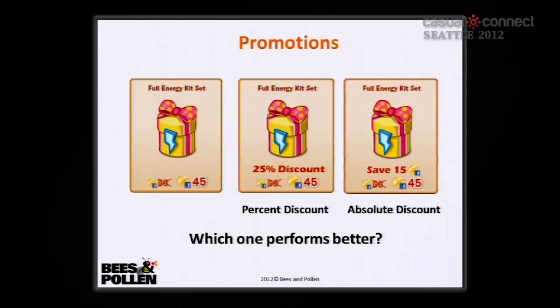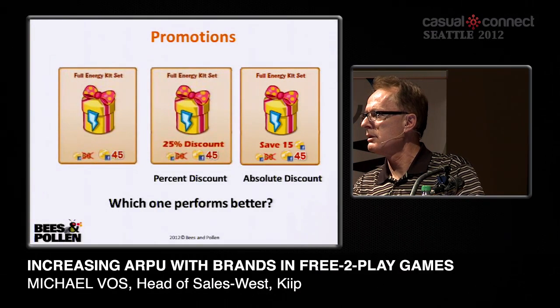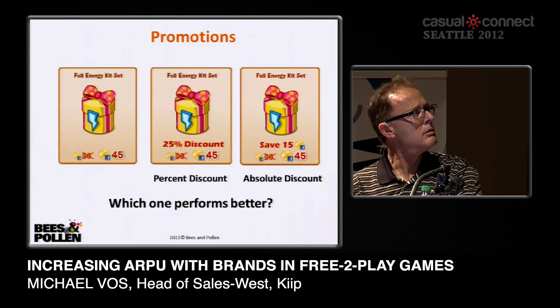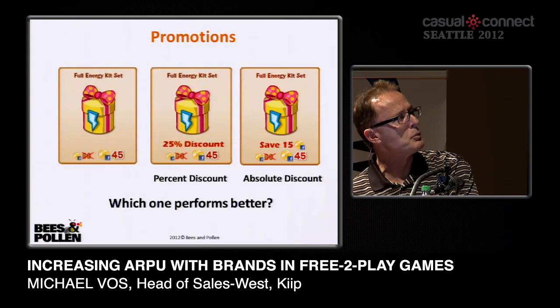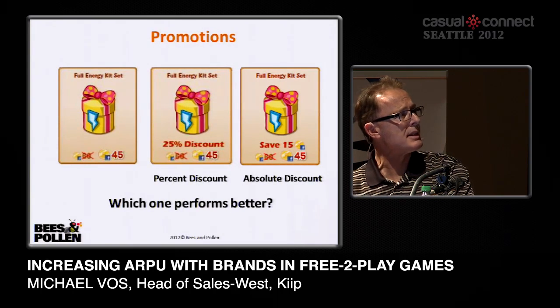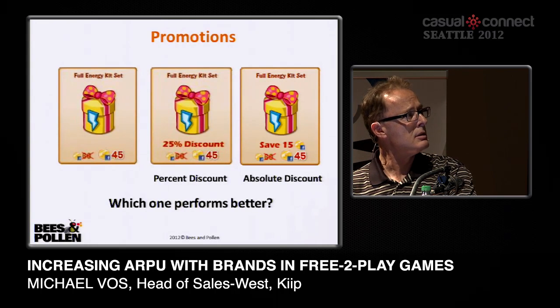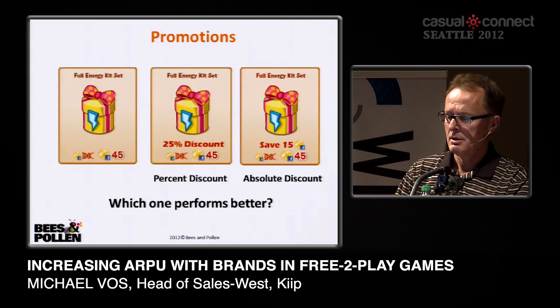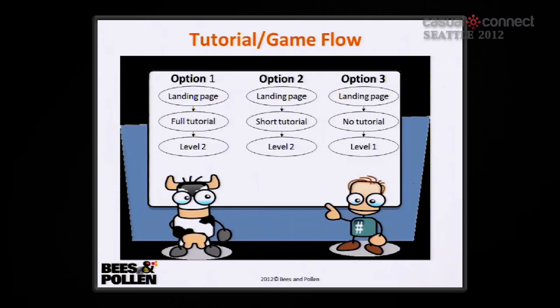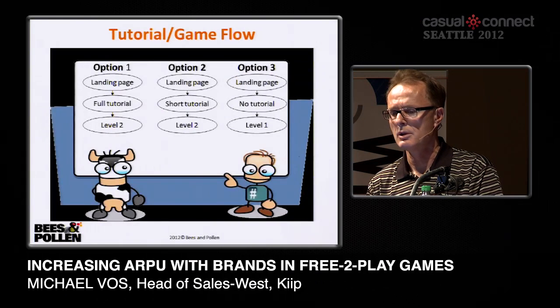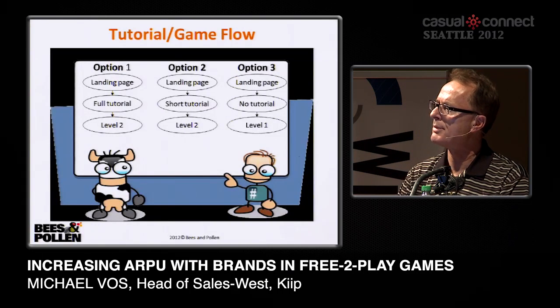And here I'm showing 3 options of virtual good promotion page. And same question, which one of these will perform better? How do you know? Is it the one with any wording or without any wording, or the percent discount or the absolute discount? How about this one? This is a tutorial game flow kind of, as you can see, no tutorial, short tutorial, long tutorial. Which one of them will produce a lower abandon rate?